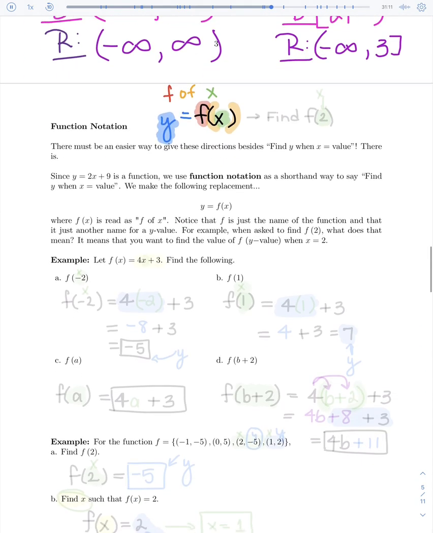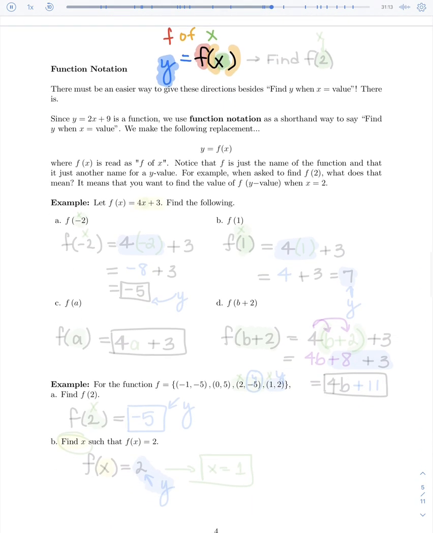It also lets me do something like say, find f of 2, which means to go to your function that's called f, it's like a name, and then whatever's inside should be an x value. In this case it would be 2, so go plug in an x of 2. Wherever there's an x, plug in a 2. It just gives you a quick way to ask different questions now.